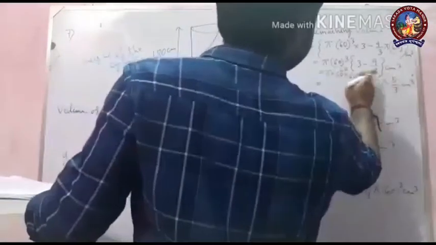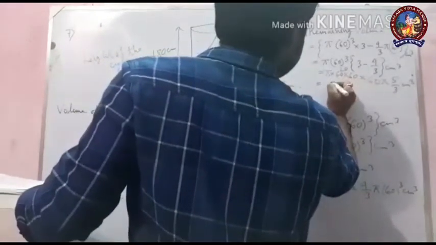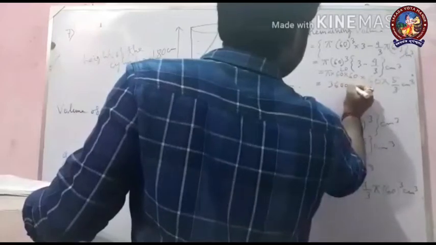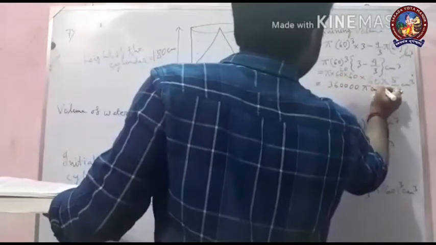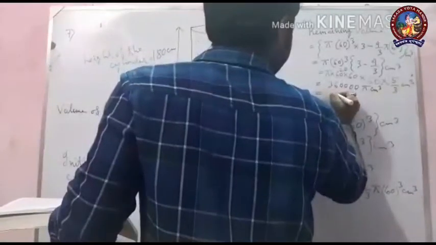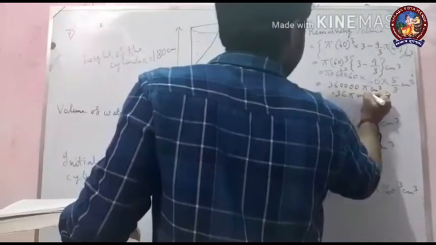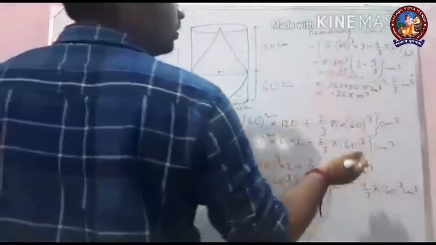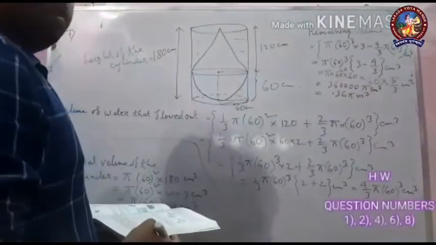So 5 into 20, 100. So 100 into 60 into 60, that is 3600, and 2 zeros, for 100 pi centimeter cube. Okay, or you can write 0.636 pi meter cube, or you can put the value of pi as 22 by 7 if you wish, okay. This will be the remaining volume.